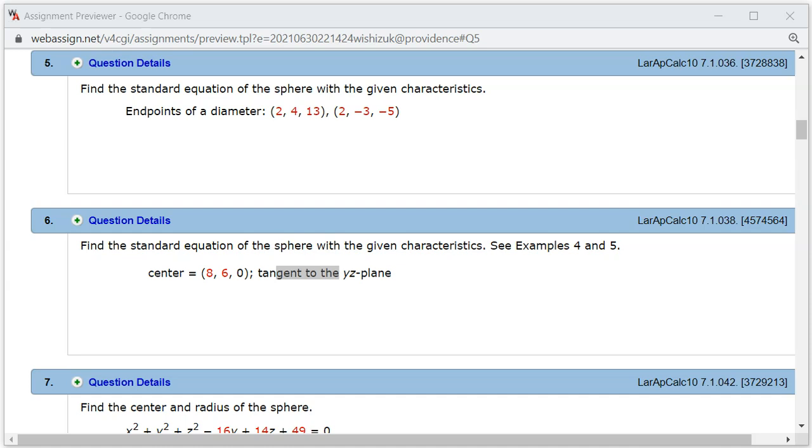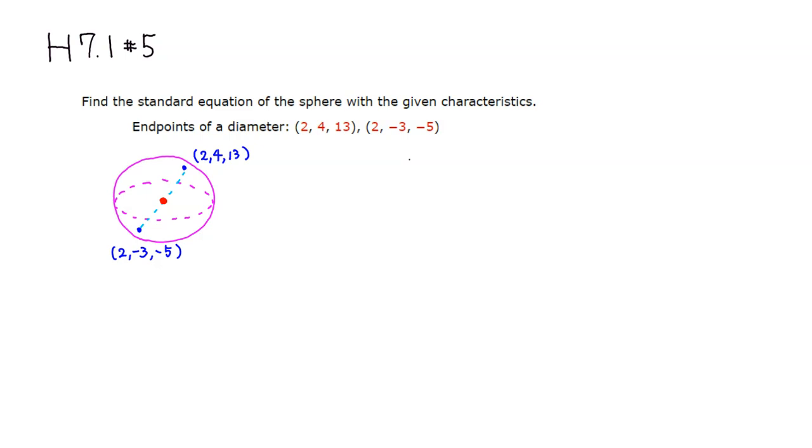All right, let's look at homework 7.1, problem number 5. We have the endpoints of a diameter given, and I already drew a picture. It's not to scale, just a ballpark idea of what it looks like. In order to find an equation, we need to find the center and the radius. So let's find the center.